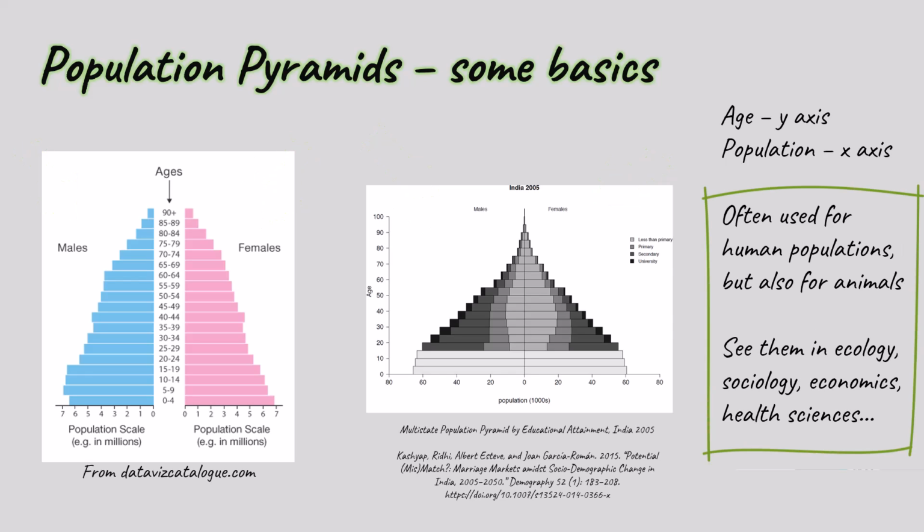These graphs are often used for human populations, but they can also be used for animals. So we can see these in fields like sociology and ecology. Our example was on education. We might see some in the health sciences, or even economics would have use for them as well.